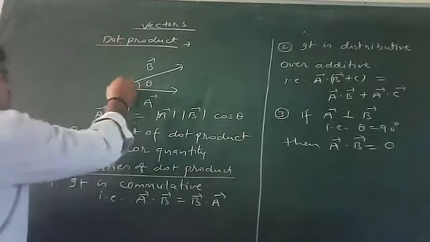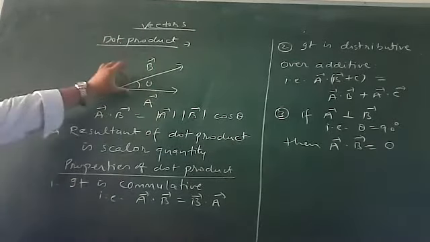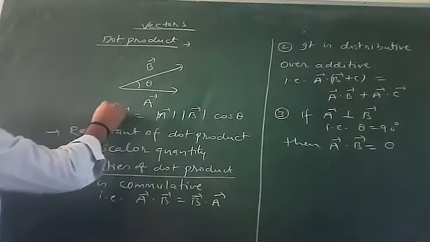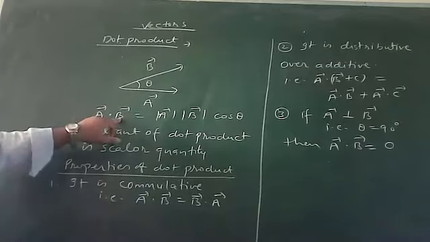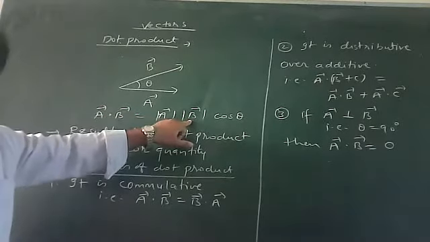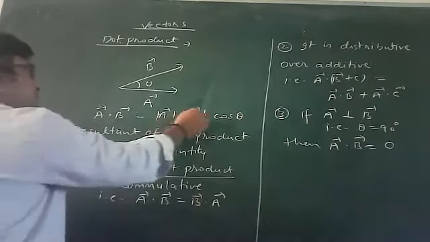This is one vector, A vector. This is second vector, B vector. Theta is the angle between both vectors. Then what is the dot product? The dot product symbol is a dot, A dot B. What is A dot B? Modulus of vector A multiplied by modulus of vector B and cosine of the angle between them. That is AB cos theta.